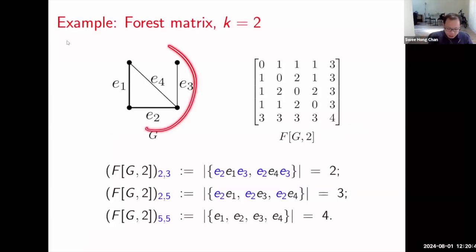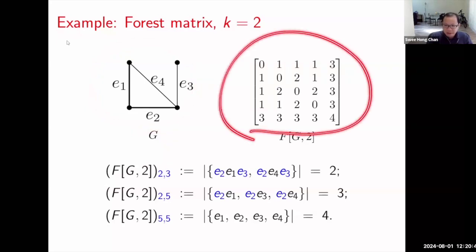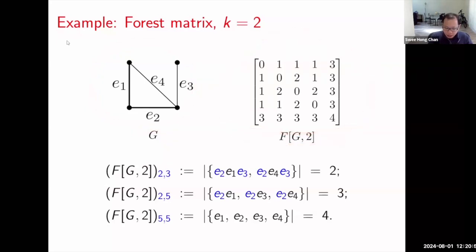Here again is our graph, four edges. So this means that our forest matrix will be of size 5. Here K is equal to 2. So now we look at the second entry, the entry corresponding to (2, 3). This is equal to 2. The reason is that it counts the number of forest words that start with E2, end with E3, and the length is equal to 3, because here K is equal to 2, so K plus 1 is equal to 3. And as you can see, the only two words are E2, E1, E3 and E2, E4, E3.